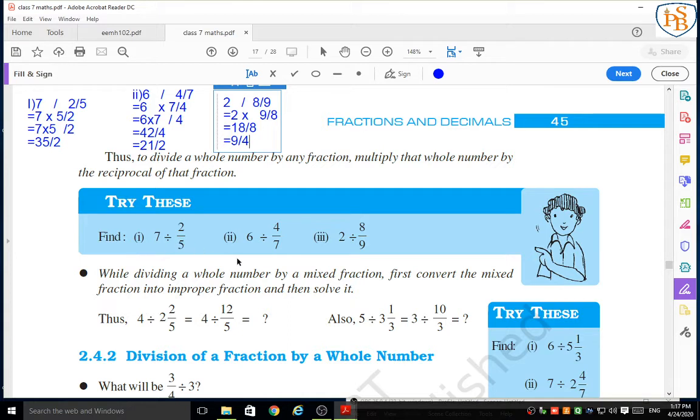Did you get these 3 examples? Dear students, you have to solve these 3 sums in your notebook. I have already shown how you have to solve this kind of question.